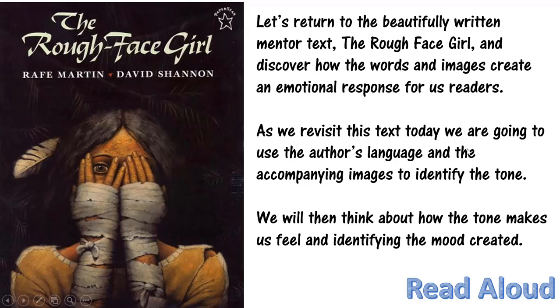So we go back to that Rough-Faced Girl that we read a while back. We're going to see how the author's language and the images identify the tone. And then by identifying that tone, it makes us feel and identify the mood. It puts us in a certain mood once we read that. So if we remember from the beginning of the book, she's sitting by the fire and her skin is scarred from the flames that would hit her skin, and her sisters would laugh at her. Those are certain tone words, but it puts you in a mood. It makes you feel sad.